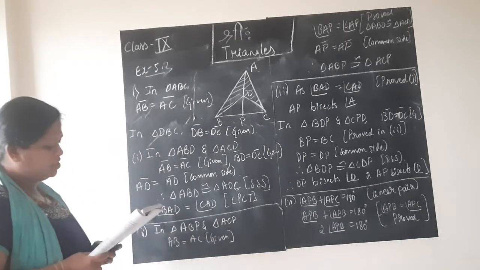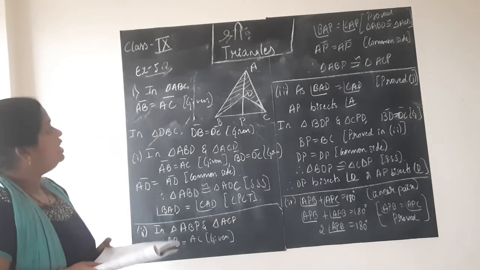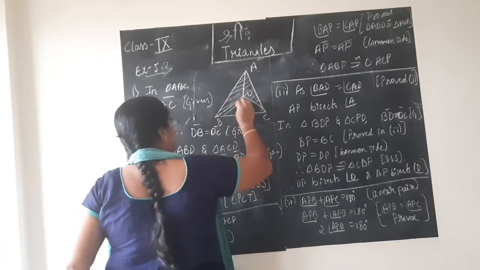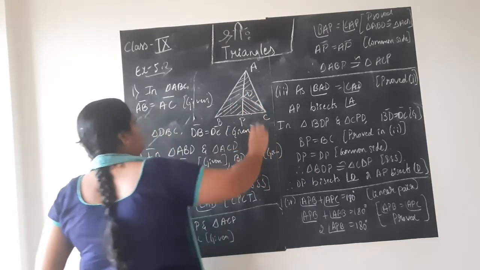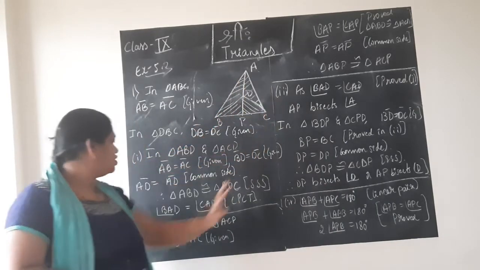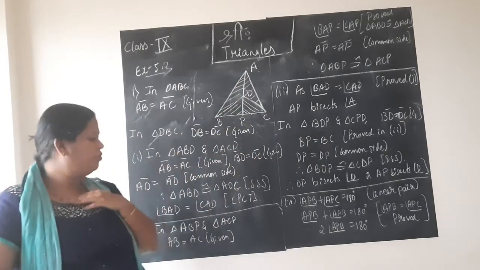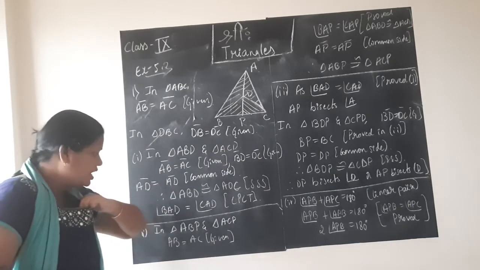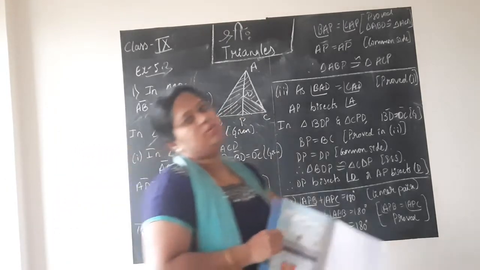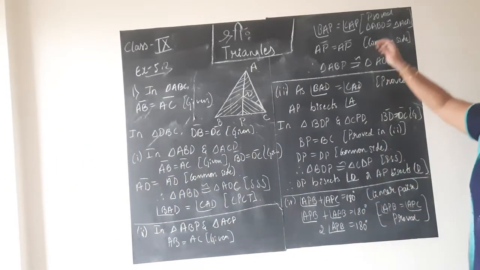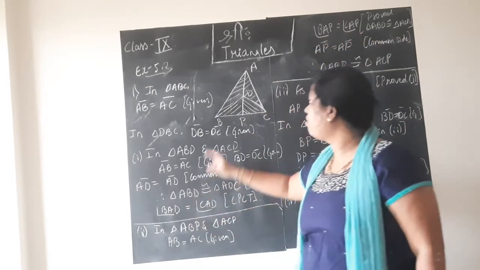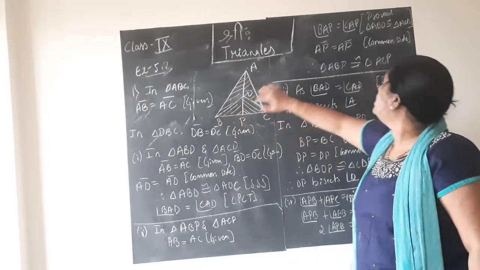In the second sub question, we need to prove triangle ABP is congruent to triangle ACP. Now I will continue my shading. Hope you can find the difference. This big triangle ABP is congruent to ACP, that you need to prove. For that, again, first point: in triangle ABP and triangle ACP, side AB equals AC. We know it is given data. Angle BAP is equal to angle CAP. Why? We proved now.